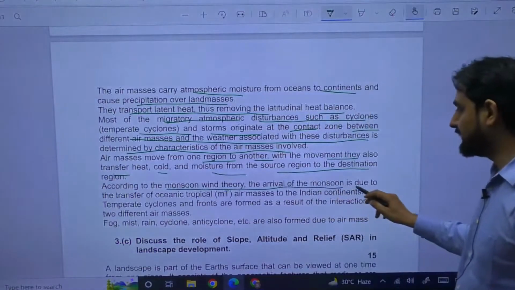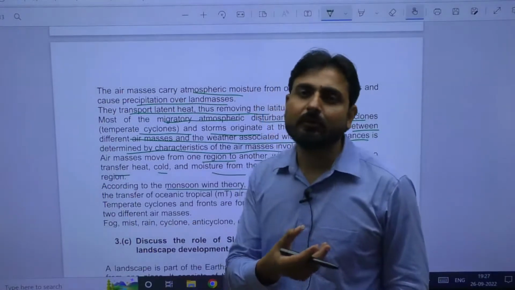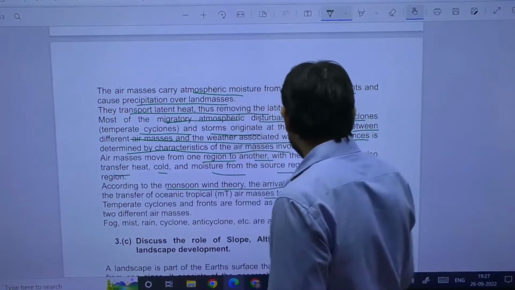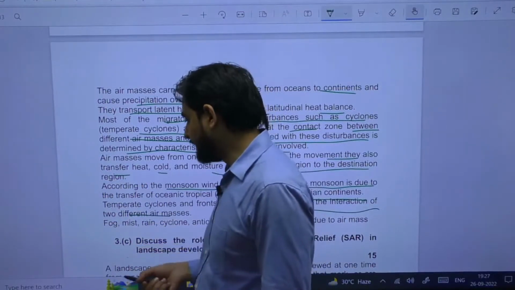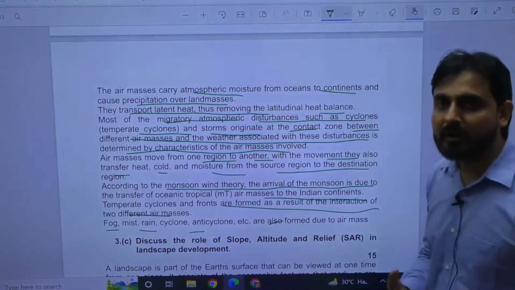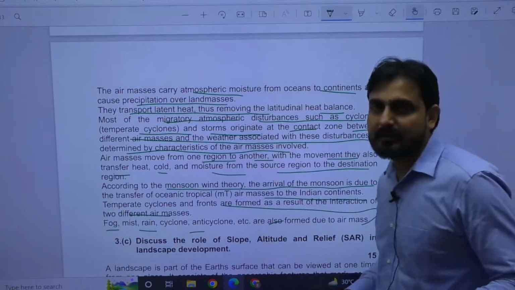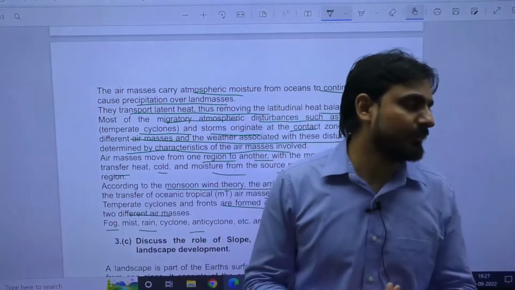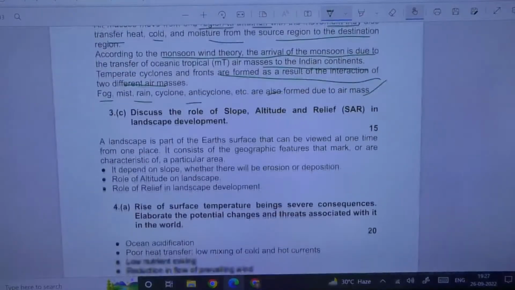According to monsoon theory, the arrival of monsoon is due to transfer of air mass from the Arabian Sea towards the continent of India. So, you can discuss the role of air mass in the condition of fog, mist, rainfall, cyclone, anticyclone, cloud burst. Whatever change you notice in the weather condition is generally created by the movement of different air masses. Okay. Now, next question, 3C.